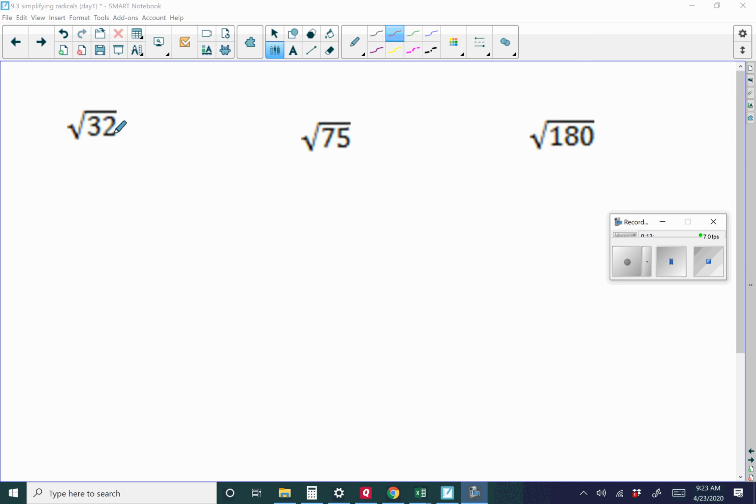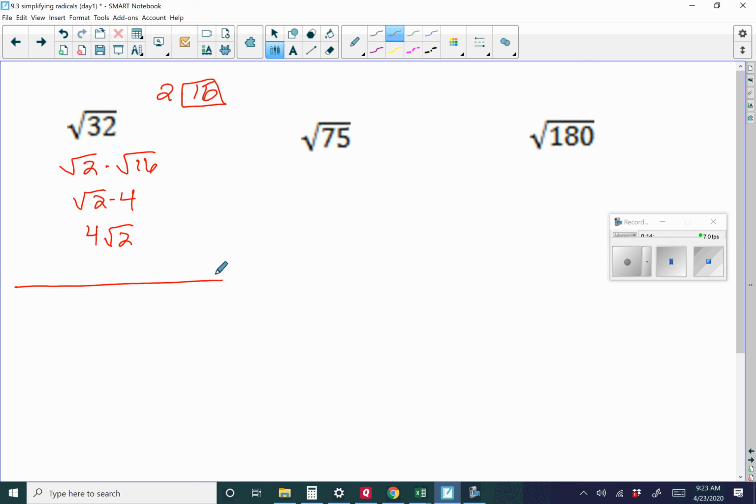So square root of 32. Factors of 32 that don't have a factor of 1 are 2 and 16, right? So I can break this up into the square root of 2 times the square root of 16. Square root of 2 stays the square root of 2. The square root of 16 is 4, right? Again, we're looking for perfect squares. And I rewrite my answer with the square root last, 4 square root of 2. We always write it with the radical on the end. Okay, so that's that way.